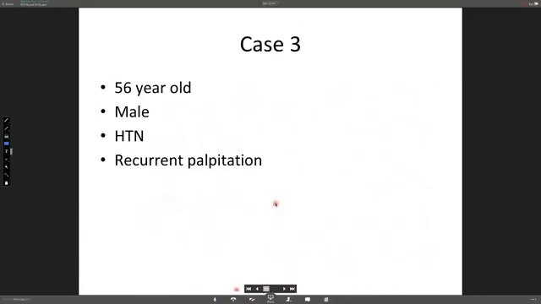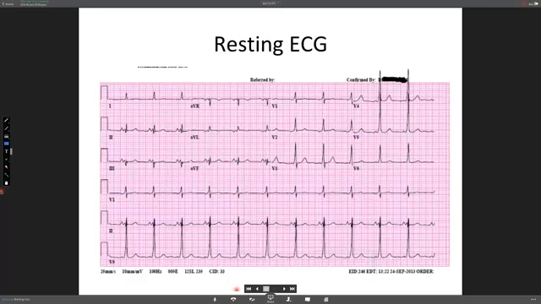So this is my last case. This is again, like Yousef's, a very quick case, just a spot diagnosis, and hopefully it will generate some interesting discussion. So this is a 56-year-old male who has a background of hypertension and is troubled with a 3-year history of palpitation, and that's his resting ECG.